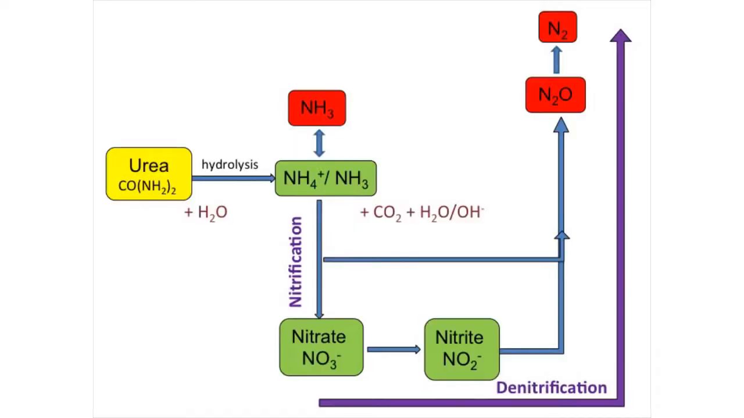If we started with an application of, say, urea, which is a commonly used fertiliser, that first becomes hydrolysed to ammonia and ammonium. And then the processes that lead to production of N2O are nitrification, which is the oxidation of ammonium to nitrate, and then denitrification, which is the reduction of nitrate through to nitrous oxide and then N2 gas as well. So both processes can lead to emissions of N2O.